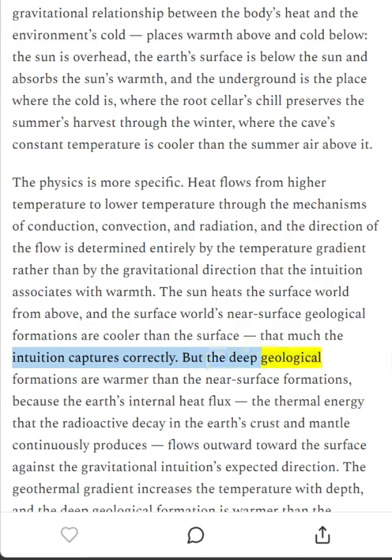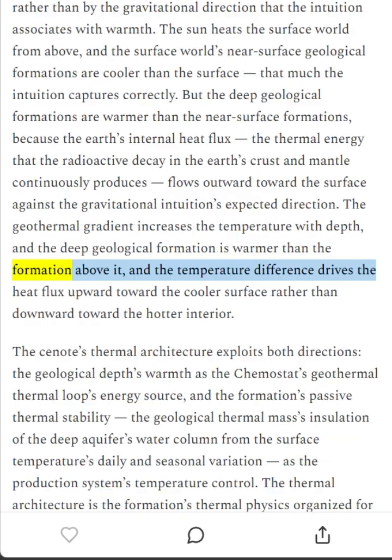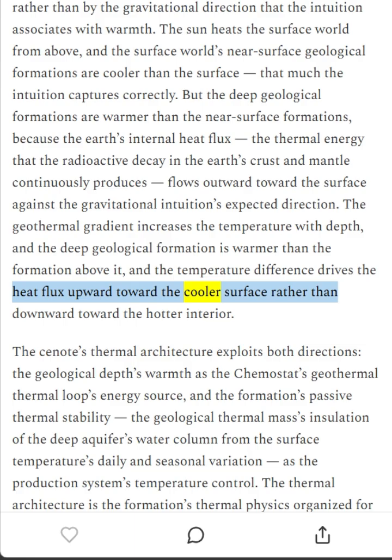But the deep geological formations are warmer than the near-surface formations because the Earth's internal heat flux, the thermal energy that the radioactive decay in the Earth's crust and mantle continuously produces, flows outward toward the surface against the gravitational intuition's expected direction. The geothermal gradient increases the temperature with depth, and the deep geological formation is warmer than the formation above it, and the temperature difference drives the heat flux upward toward the cooler surface rather than downward toward the hotter interior.